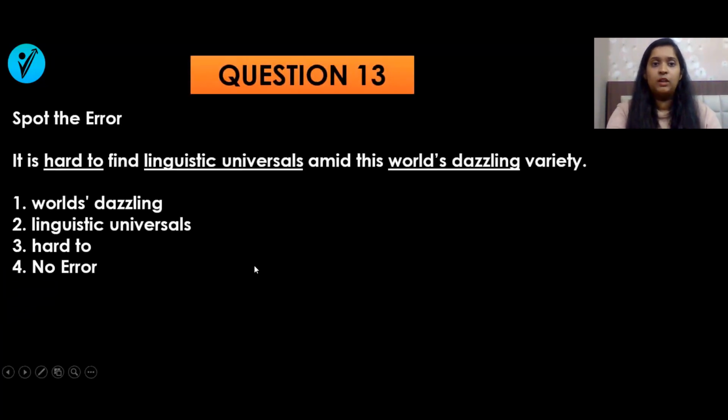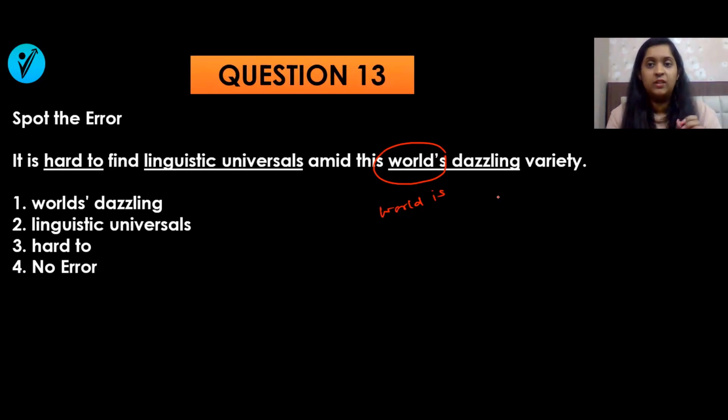Question number 13, spot the error. It is hard to find linguistic universals amid this world's dazzling variety. Now, if you look at this word world's, it's with an apostrophe S. Apostrophe S is the contraction of any word with the verb is. So this does not make sense here.